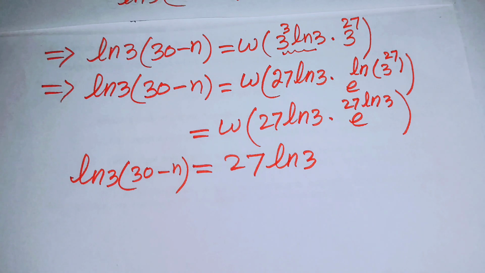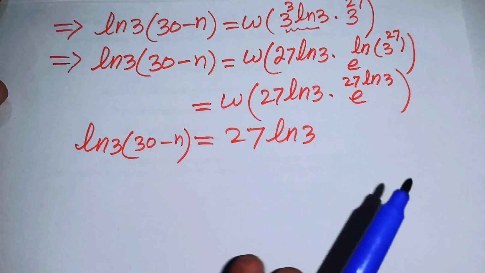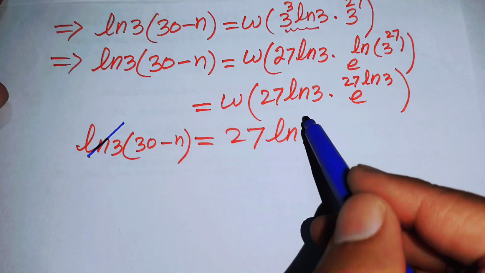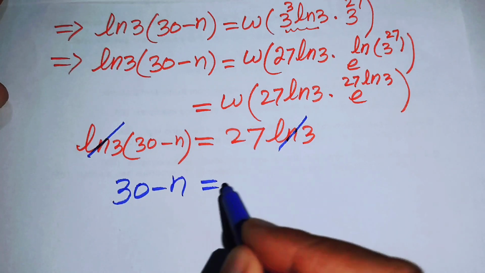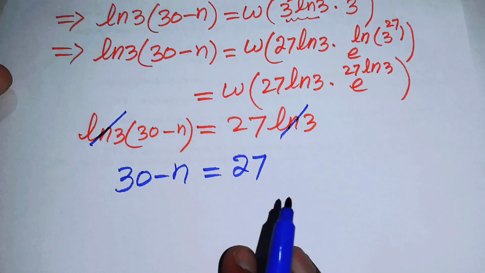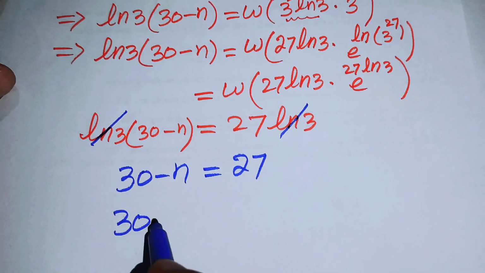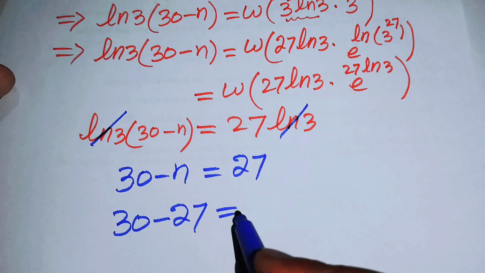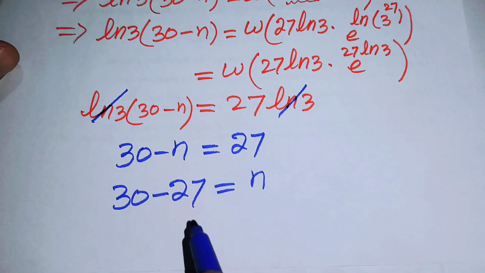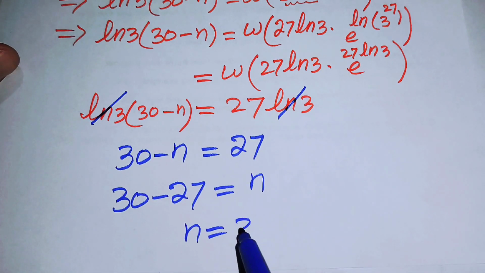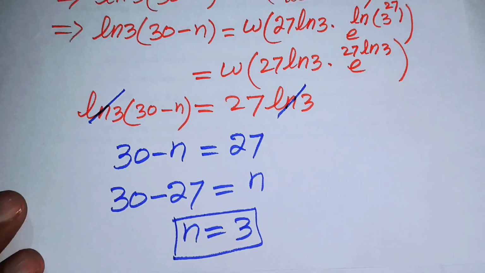And now you can see here we have log 3 on both sides, so we will cancel log 3, and you will get here 30 minus n is equal to 27, and we move this minus n to the right hand side and 27 to the left hand side, and you get 30 minus 27 is equal to n, and our final answer will be n is equal to 3. So n is equal to 3 is the final answer of this problem.